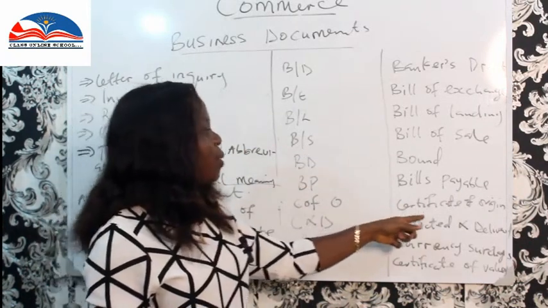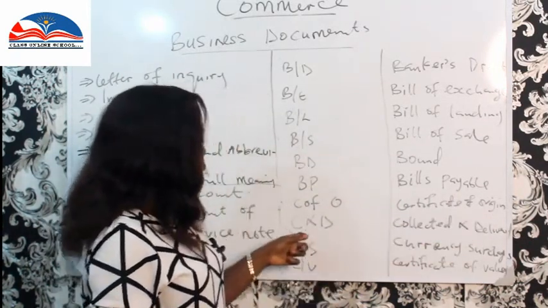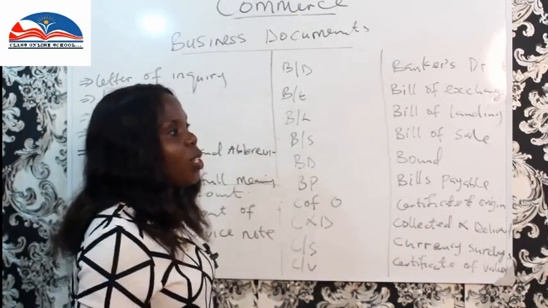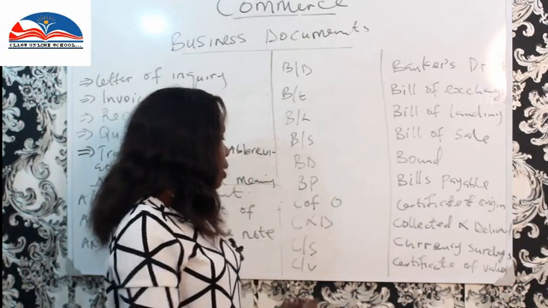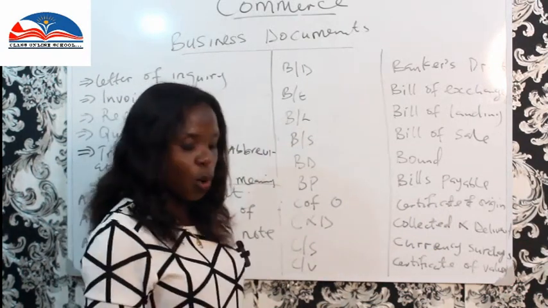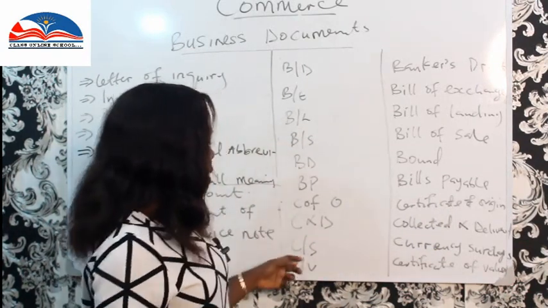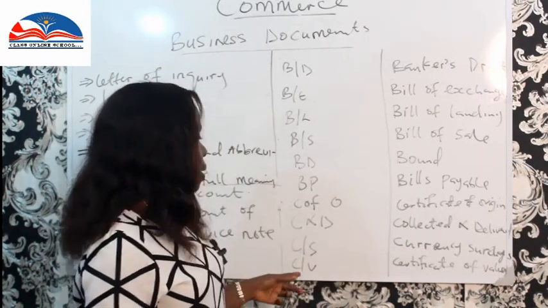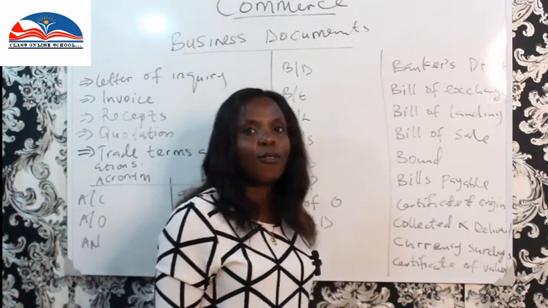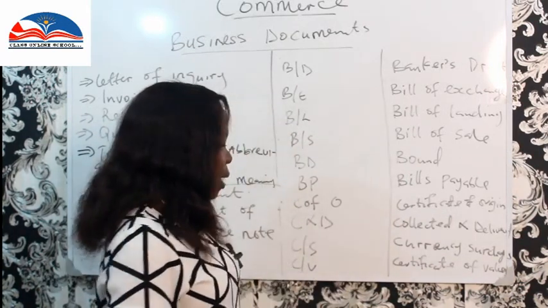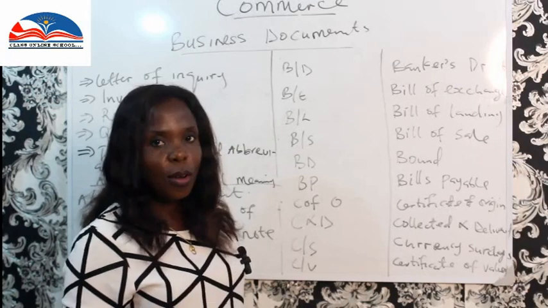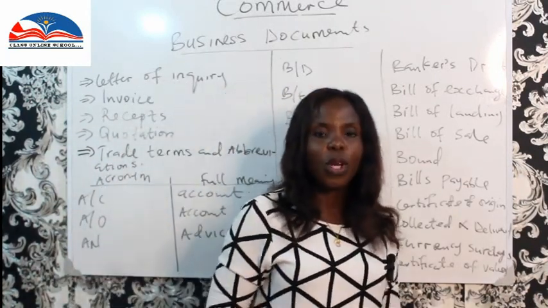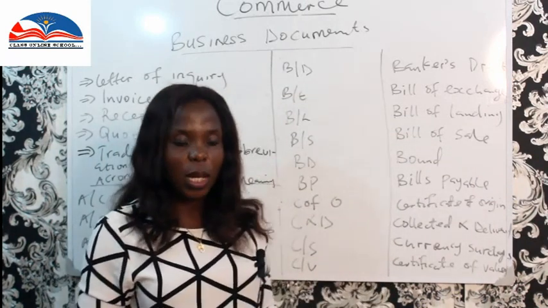C of O, certificate of origin. C and D, collected and delivered. Imagine you deliver the product and you just write C and D, collected and delivered. CS, currency surcharges. CV, certificate of value. That they have received the CV of the product, the certificate of value of that product. So these are some of the terms we use in business.